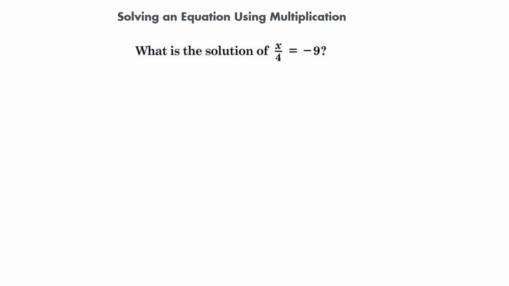All right, using multiplication, what is the solution of x over 4 equals negative 9? So we have a division problem here. Our variable x is being divided by 4. So to undo division, we're just going to have to multiply. Now, if you remember in prior videos, to figure out a fraction like this, you just have to multiply by its denominator. So we're just going to multiply by 4 on both sides. The 4's cancel out, and then you're just left with x equals negative 36.